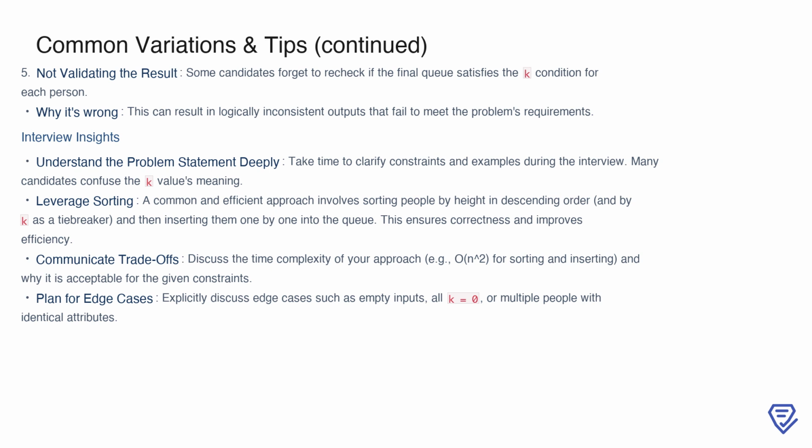Additionally, it's essential to communicate the trade-offs of your approach. For example, a solution with n squared complexity for sorting and inserting is typically acceptable given the constraints. Always plan for edge cases, such as empty inputs, all k values being 0, or multiple people sharing identical attributes, and explicitly mention these during your explanation.